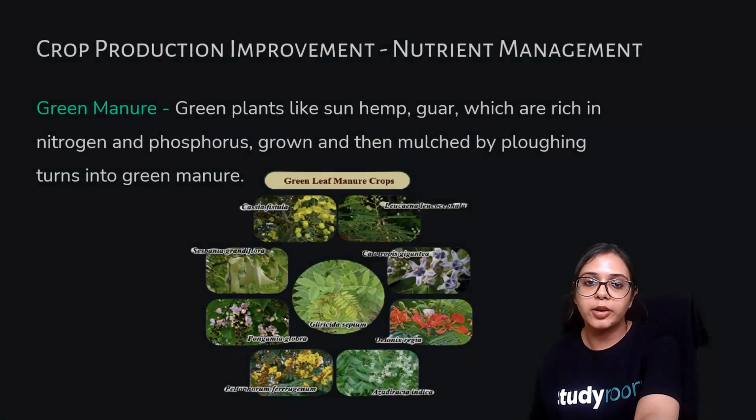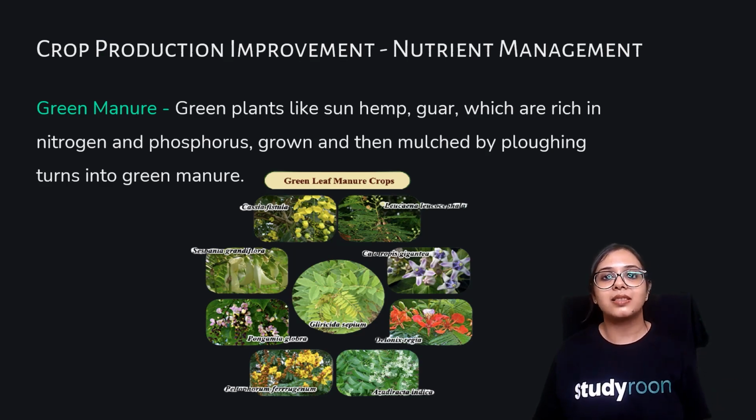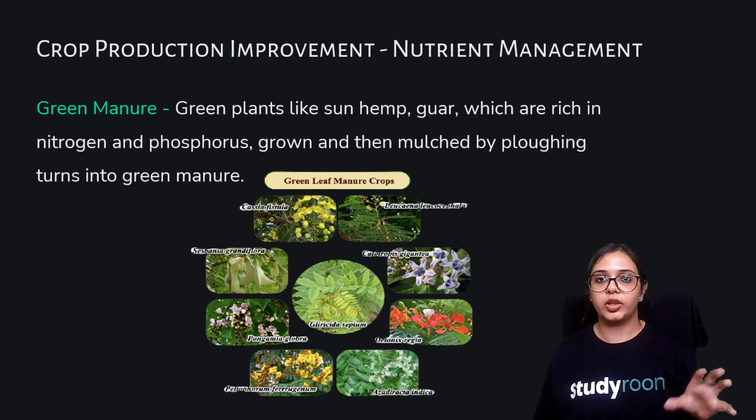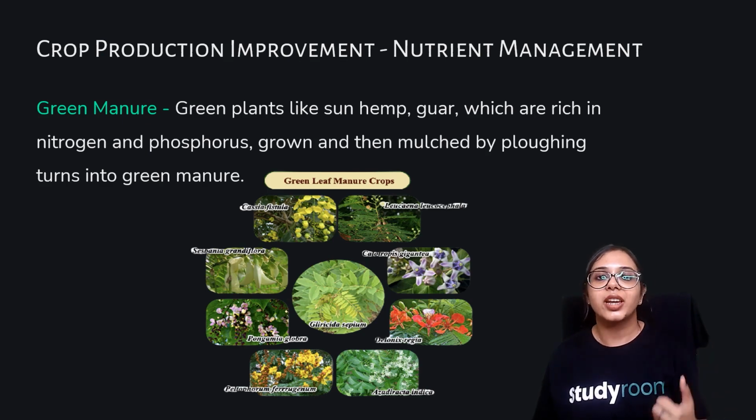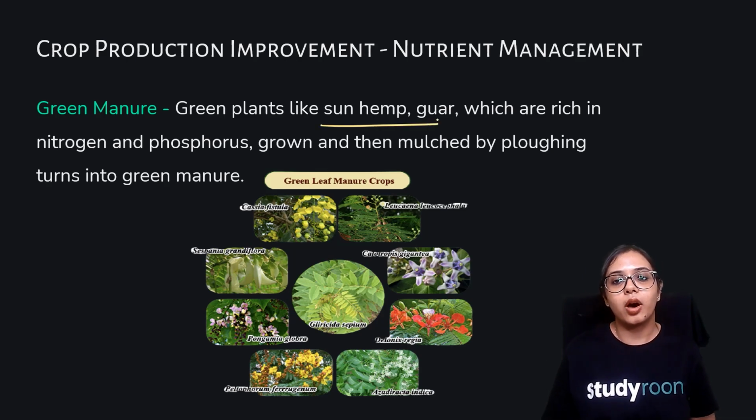The third kind of manure is the green manure. Green manure is purely those plants that are grown specifically for the purpose of being mulched, for the purpose of extracting nutrients from them. So green plants like sun hemp and guar are rich in nitrogen and phosphorus.